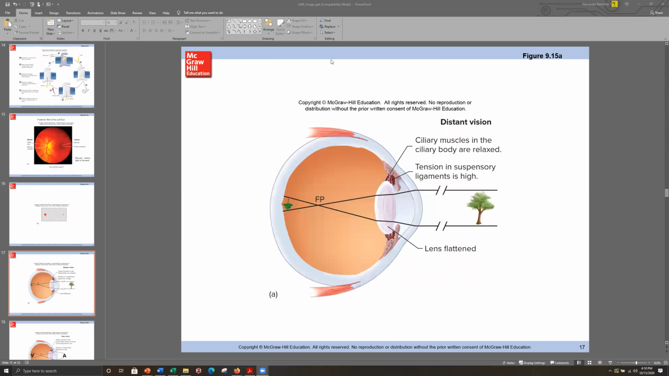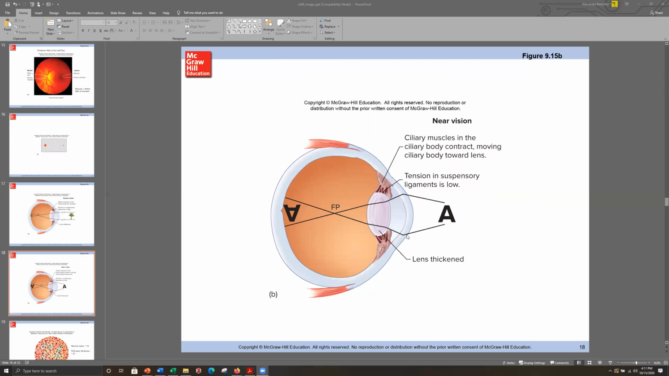So now let's talk a little bit about focal points. When we focus on an object that's far away or distant, the ciliary muscles in the ciliary body are relaxed. But counterintuitively, that results in a high tension in the suspensory ligaments. So that ends up causing the lens to be flattened. When the lens flattens, we shift the focal point of our light, where each of these wavelengths of light cross, back closer towards the fovea centralis, and that's going to allow us to focus on objects or images that are farther away.